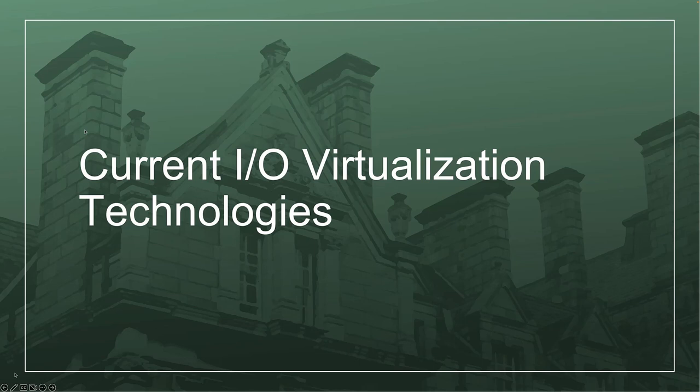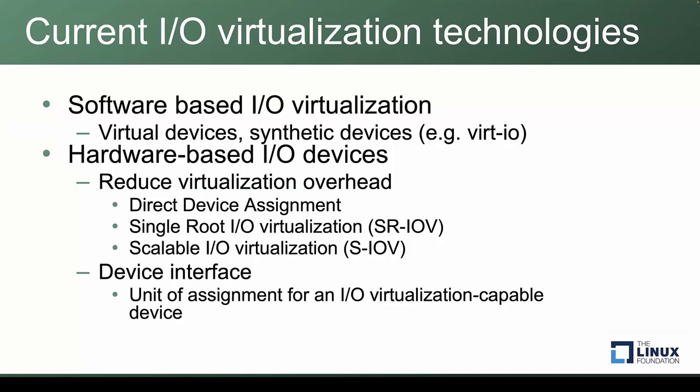So let's revisit the current I/O virtualization technologies. There are two types of I/O virtualization technologies today. The first one is software-based I/O virtualization. Those include virtual devices or synthetic devices such as VirtIO. With software-based I/O virtualization, the VMM exposes a virtual device, such as a network interface controller (NIC), to a VM. And a software device model in the VMM or the host OS emulates the behavior of the virtual device. The device model translates the virtual device commands to physical device commands before forwarding the request to the physical device.